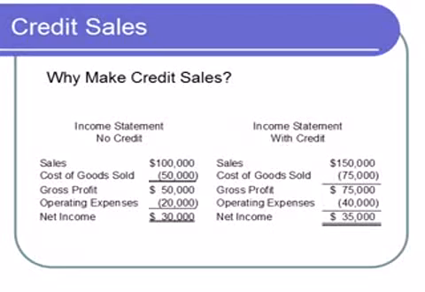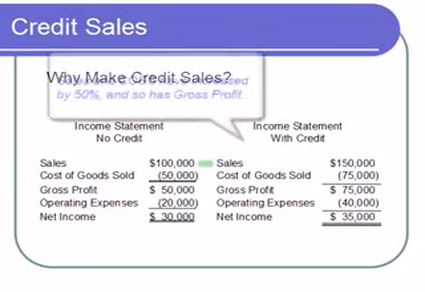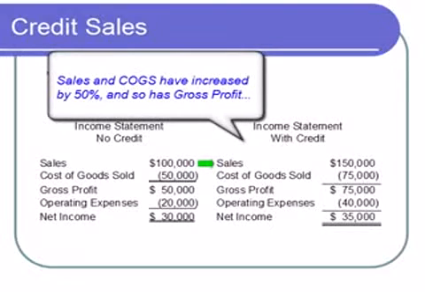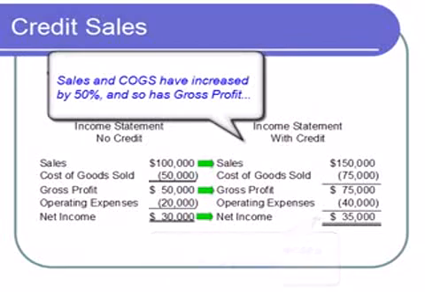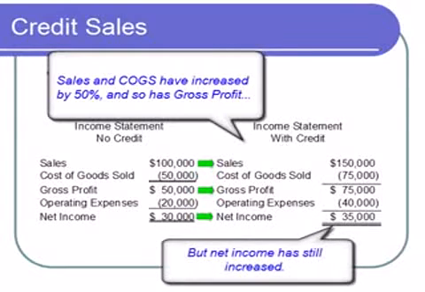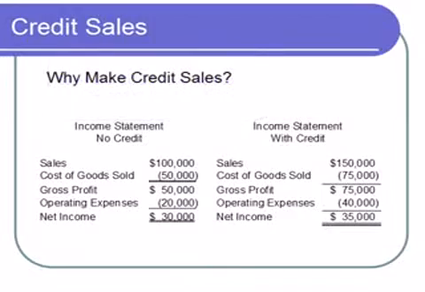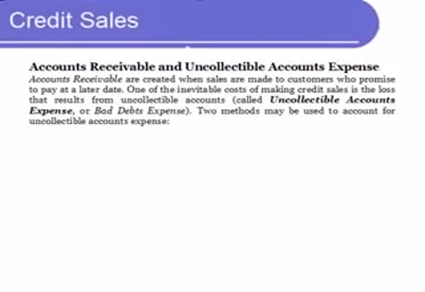Let's look at an example. We see here that if sales increase by 50% when credit terms are offered, this results in a 50% increase in gross profit, and even if operating expenses double, as they do here, net income still increases. Therefore, this company will find it attractive to offer credit terms even though it's going to substantially increase its operating expenses. There is another cost, though, that's incurred when credit sales are made.